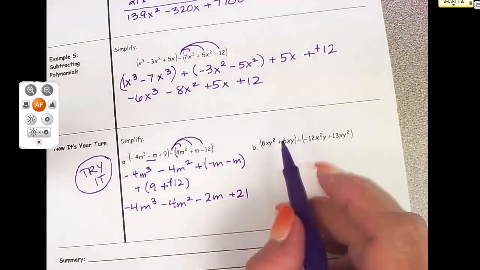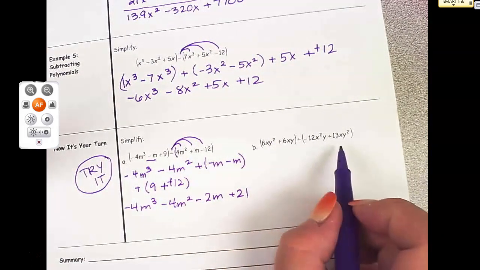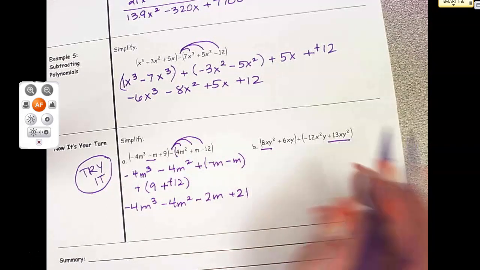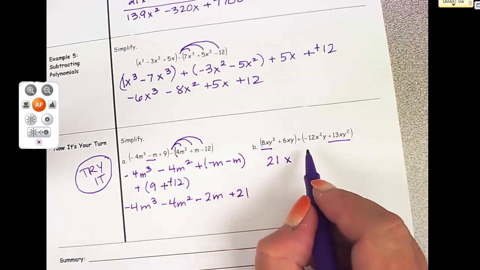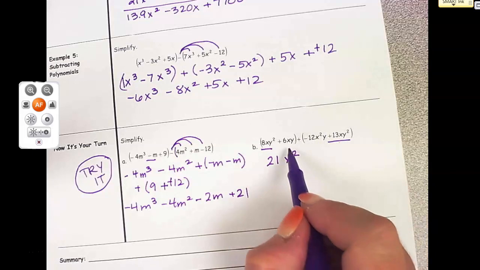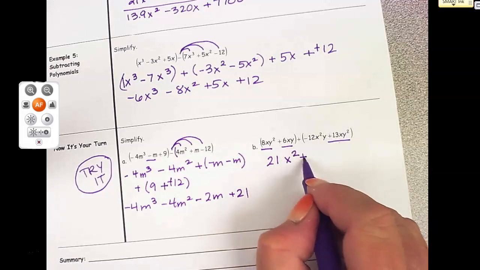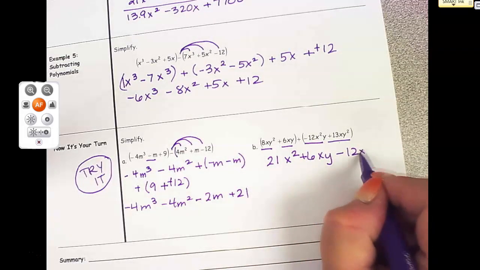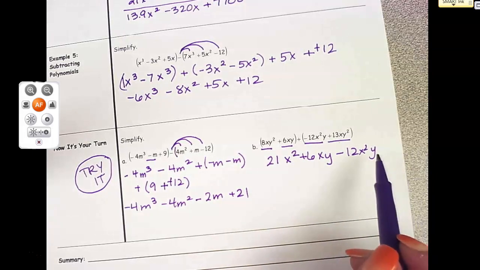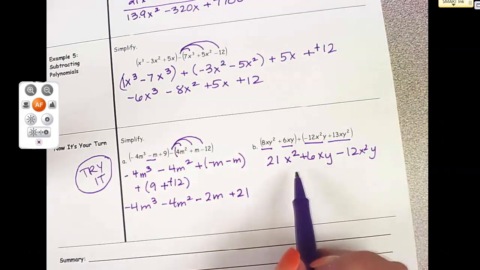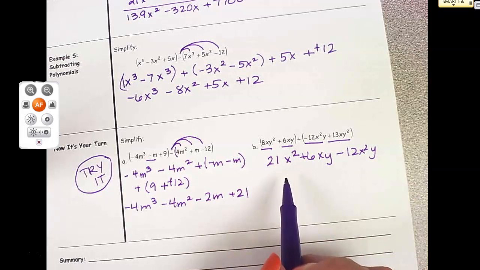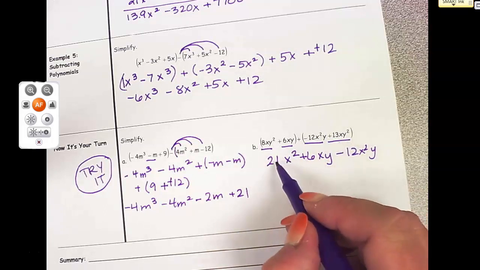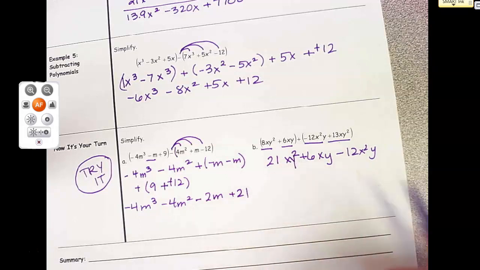My addition problem is much simpler. I just look at what goes together as far as like terms. So here I have 8xy squared and 13xy squared, so that gives me 21xy squared. Here I've got 6xy and nothing to combine it with, and a negative 12x squared y. So if I was going to write it in descending order of the variable, sorry, I just noticed I did 8xy squared and 13xy squared, and I got 21xy squared, so I forgot to put the y in there.